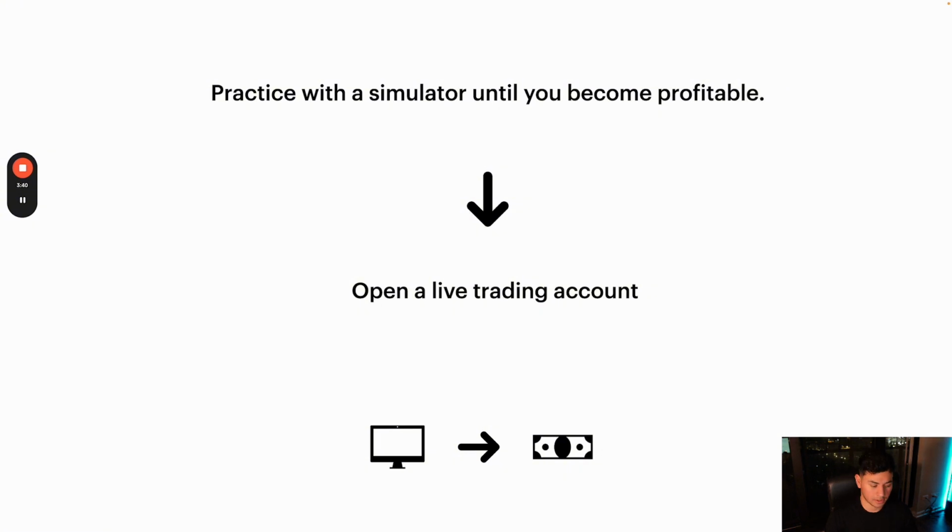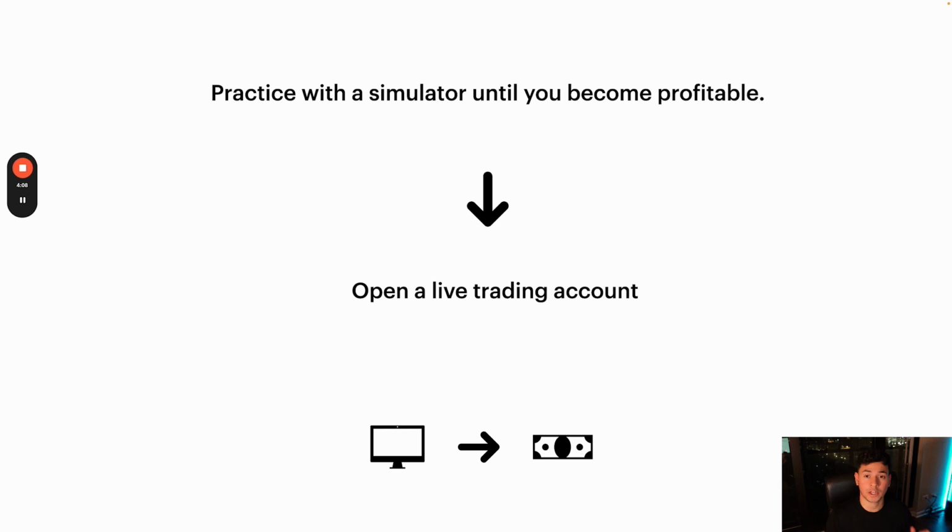What do I mean by this? Try to flip $1,000 into at least 50% of that balance, and once you do that consistently for a couple of weeks, then you know that you are ready to start opening a live trading account and start trading with your own funds, because the last thing I want you to do is to lose your money without knowing what you're doing. So this is the best way to start if you are a complete beginner.